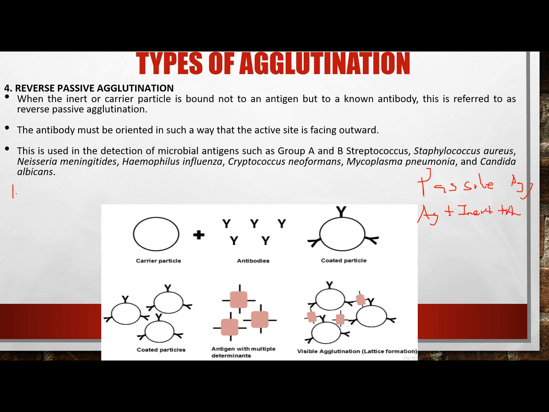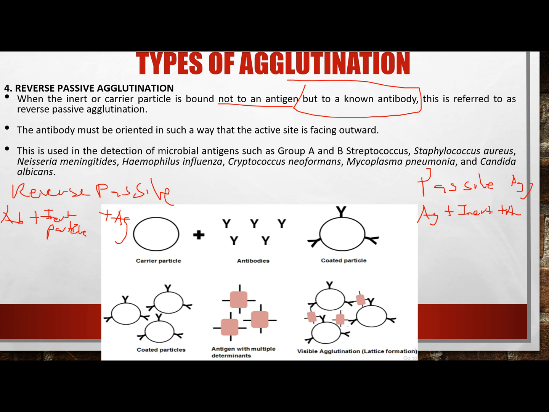But in the reverse passive, you would have your antibody attached to an inert particle, then you add your antigen. So when the inert or carrier particle is bound not to an antigen but to a known antibody, this is referred to as a reverse passive agglutination.